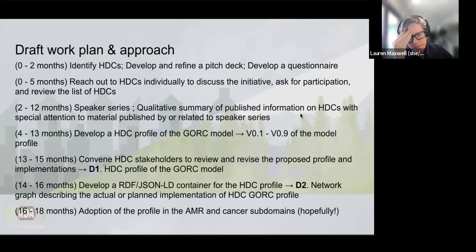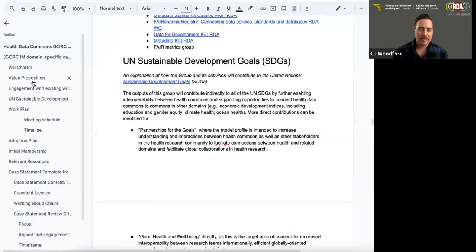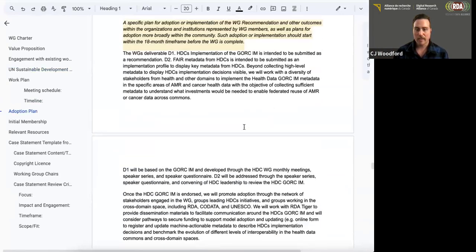I guess, TJ, is there anything in the case statement that you feel like we could usefully discuss besides the timeline? The case statement has many parts. We've got a charter and value proposition, which are all narrative, and engagement with existing groups in the area, which we've given a brief overview of, and those can definitely be expanded if we think of more now. I have written a sustainability section, the UN Sustainable Development Goals section. That's not quite as relevant for the BoF at this point. And then the work plan, which we saw a summary of. There's also an adoption plan that was suggested, but that can also be edited.